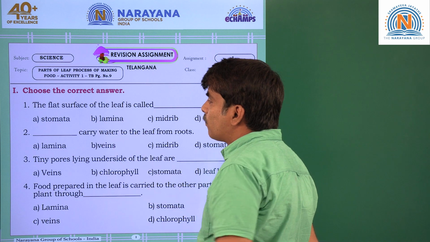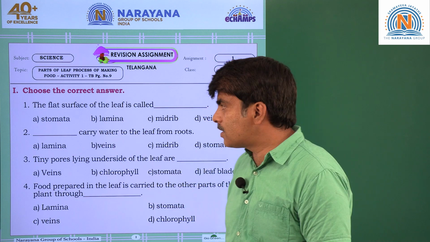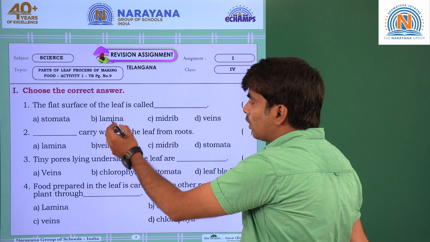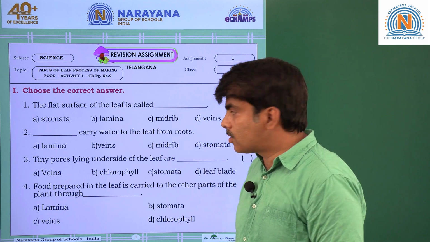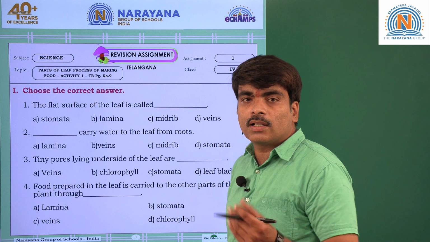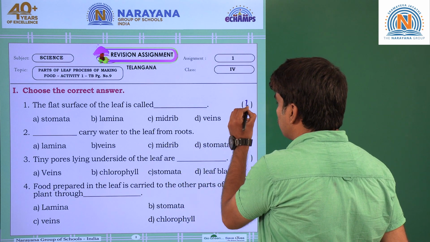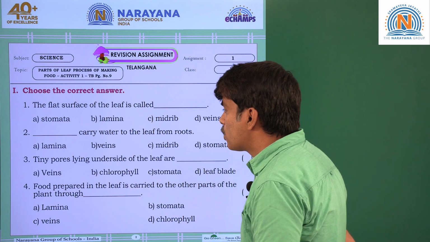The flat surface of the leaf is called. The flat surface of the leaf is called as, what do we call? We have four options here. A. Stomata, B. Lamina, C. Midrib, D. Veins. Our answer is lamina. Lamina is the flat surface of the leaf. Option B.